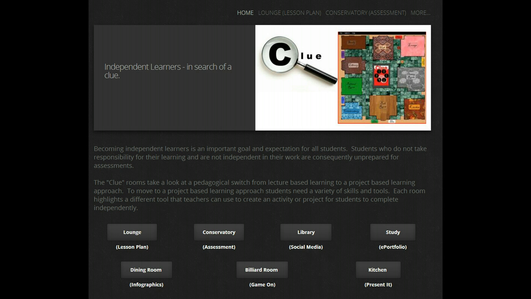Hopefully, this version of Clue will help to solve the mystery of student independence.